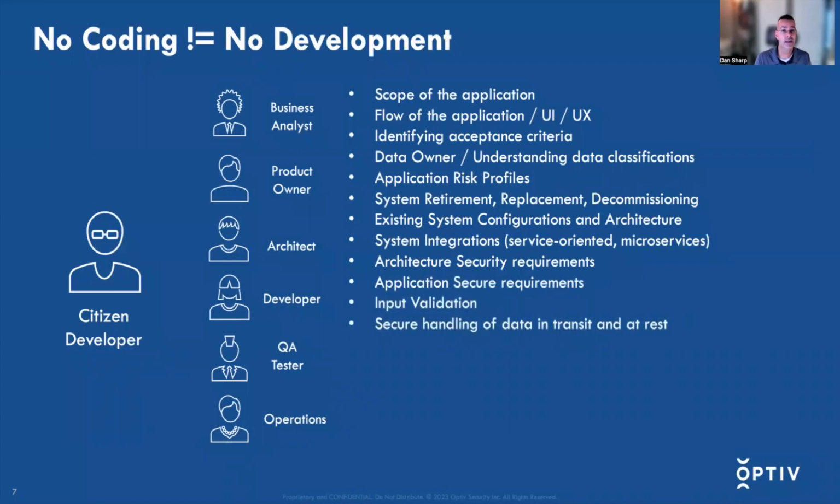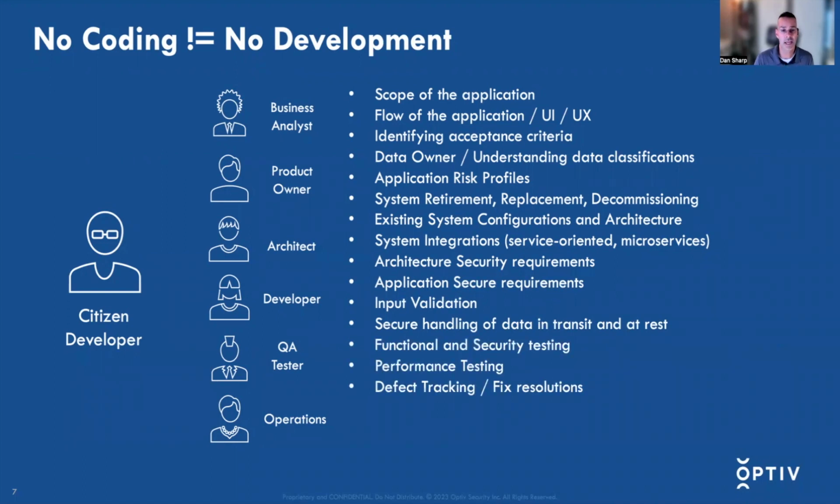Developers normally look at the secure requirements associated with the application, looking at the input validation and secure handling of data in transit and at rest. Your testers are looking at the functional and the security testing of the application, performance testing, and they are typically monitoring the defect tracking and the fix resolution. They're normally the ones opening some of those defects, but they're also monitoring from a regression testing standpoint any defects that come in from users.